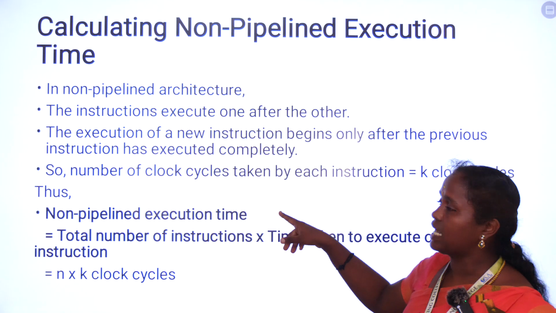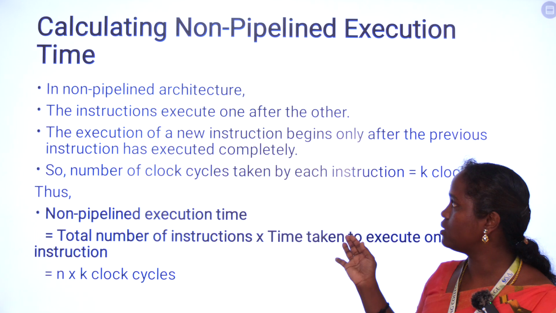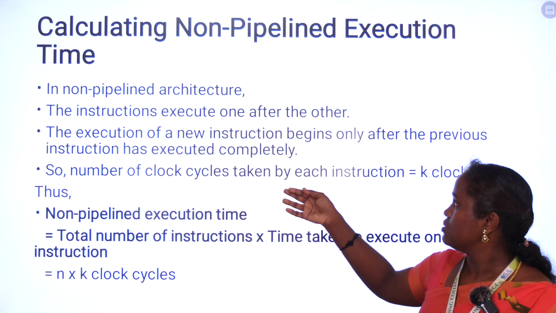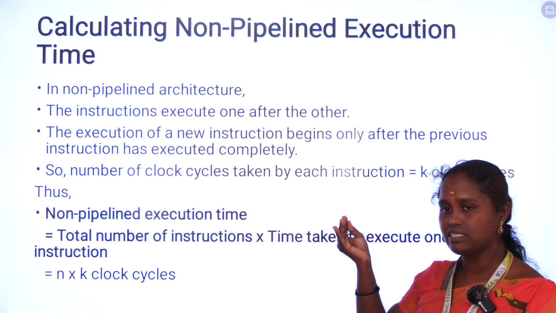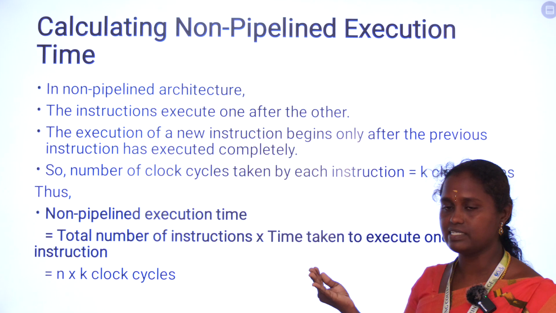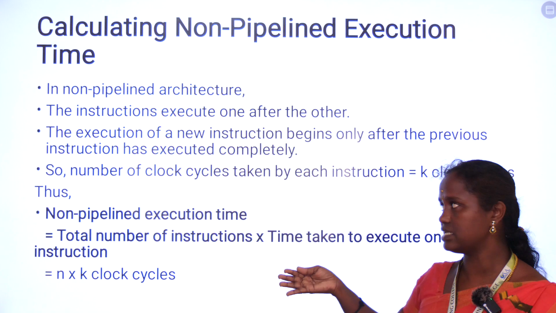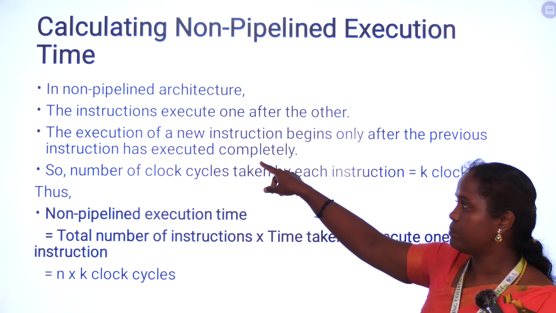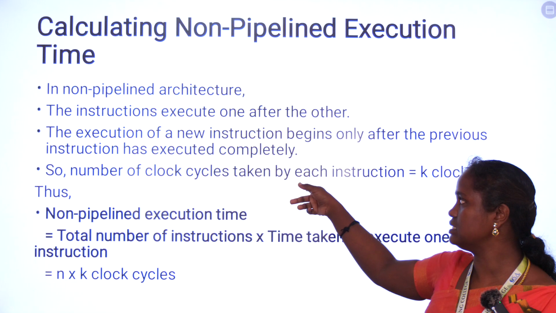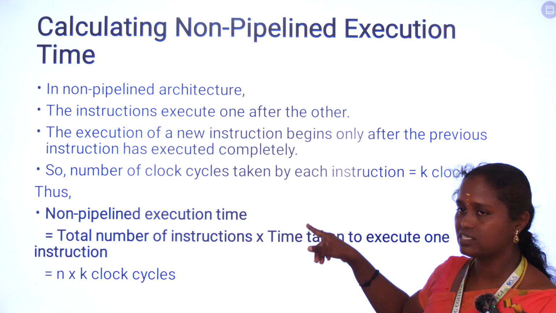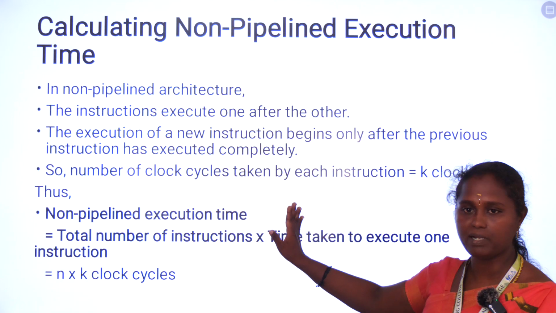So next thing is calculating non-pipelined execution time. So how to calculate the non-pipelined execution time? As I already told, after completion of the first instruction only, the second instruction will start. After completion of the second instruction only, the third instruction will start, right? So in non-pipelined architecture, the instructions execute one after the other. The execution of a new instruction begins only after the previous instruction has been executed completely, right?